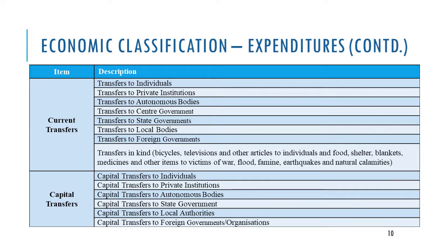As per SNA 2008, a transfer is a transaction in which one institutional unit provides a good, service or asset to another unit without receiving any good, service or asset in return as a direct counterpart. Transfers are of two types: current and capital transfers. Current transfers directly affect the level of disposable income and should influence the consumption of goods or services.